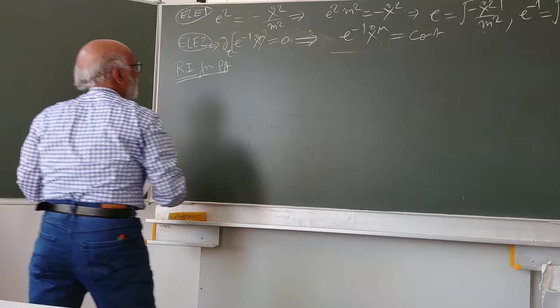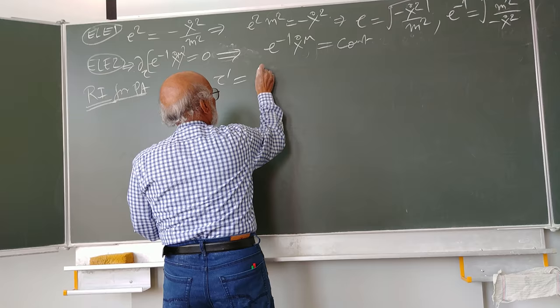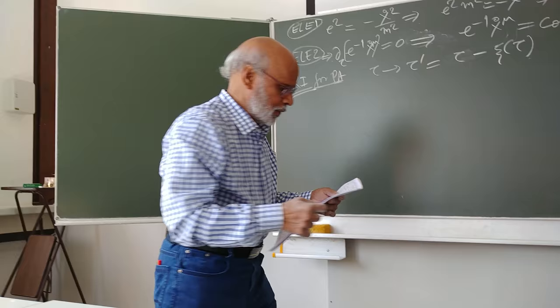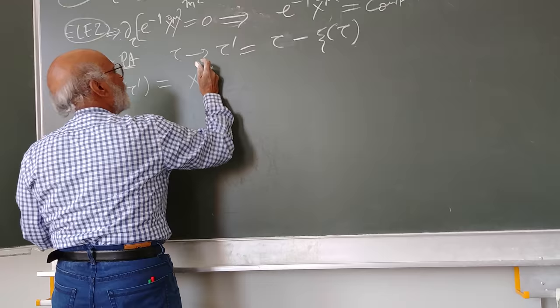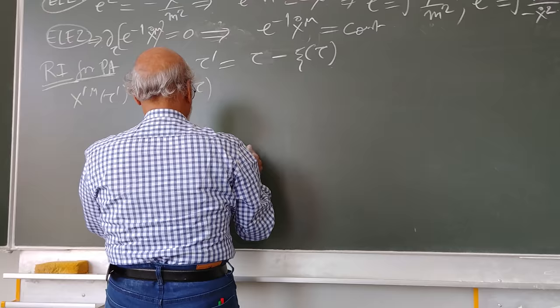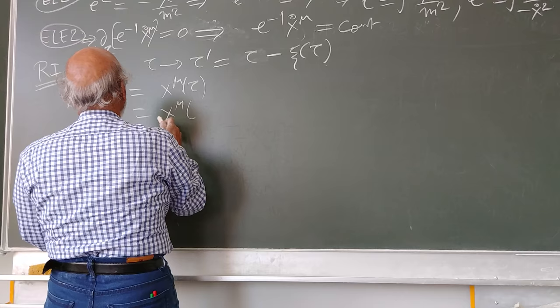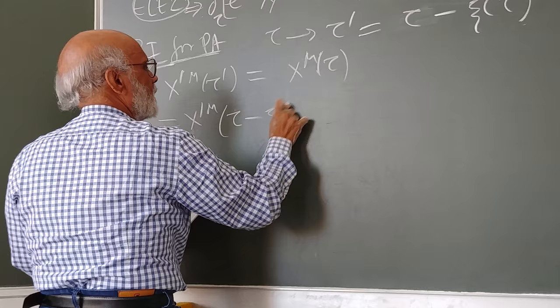Okay, so let us make a slide. Tau goes to tau prime equal to tau minus chi of tau. Chi is infinitesimal. Okay, chi is an infinitesimal quantity. And so we write the fields X prime mu of tau prime is X mu of tau, and this is going to be X prime mu of tau prime, so it's tau minus chi of tau. And this is obviously equal to X mu of tau.